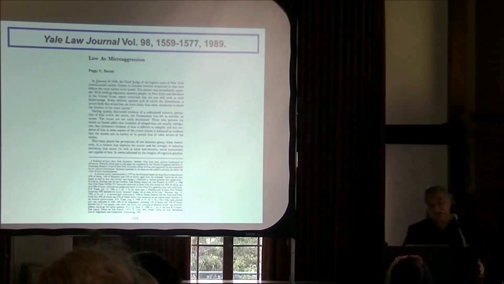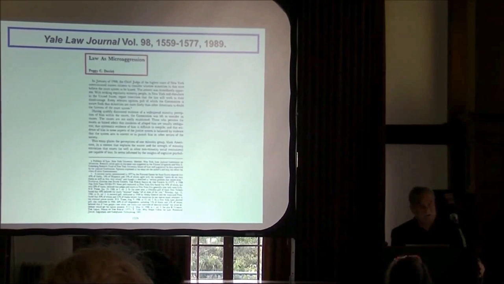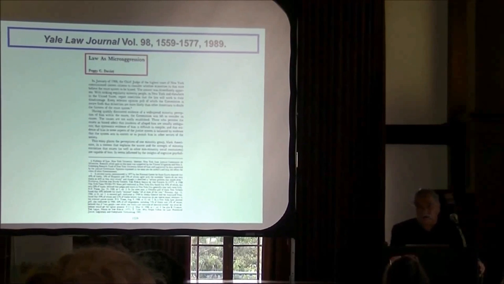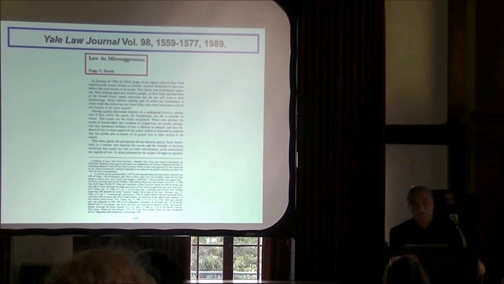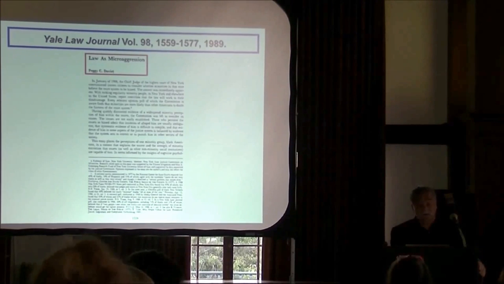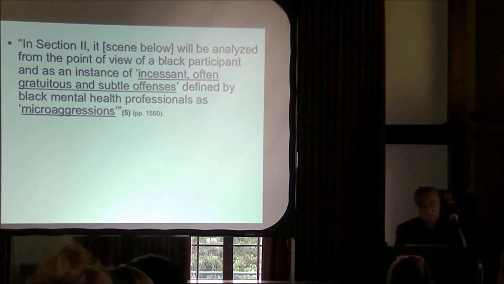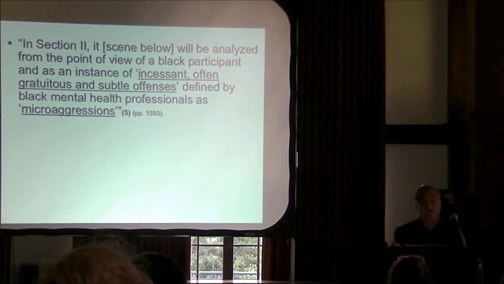But I found this article in the Yale Law Journal. It was a 1989 article called Law as Microaggression, written by Peggy Davis. This had to be about 1993, 1994, right about that time when I first looked at this article. It's the first time I saw the word microaggression. I had never seen the word, certainly not in a title. And this is the first time I saw it in a sentence. As I got to page 1560 in this law review article, it said, in section 2, I say parenthetically, the scene below will be analyzed from the point of view of a black participant and as an instance of, quote, incessant, often gratuitous, and subtle offenses, close quote, defined by black mental health professionals as microaggressions. So that's the first time I saw the word in a sentence.